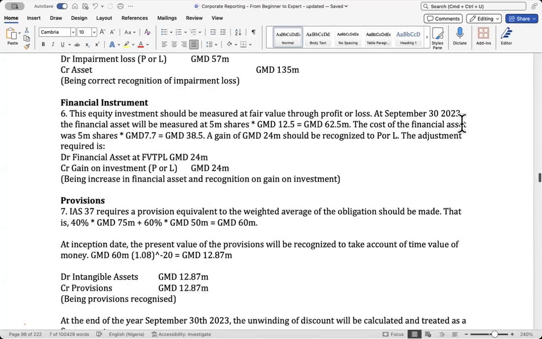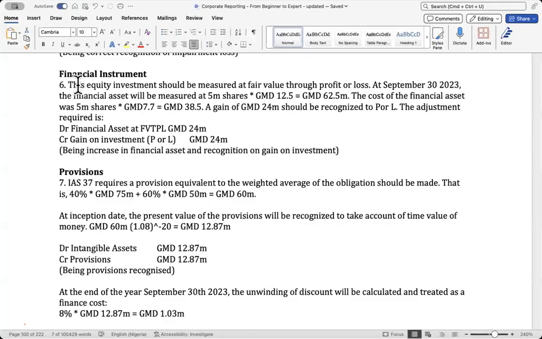this is how we did it. We said that this equity investment should be measured at fair value through profit or loss. At 30th September 2023, the financial assets will be measured at this. The cost of the financial asset was this because they bought it at 7.7. So that means the cost is this, and you'll have made a gain of 24.